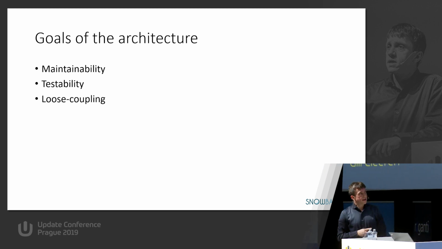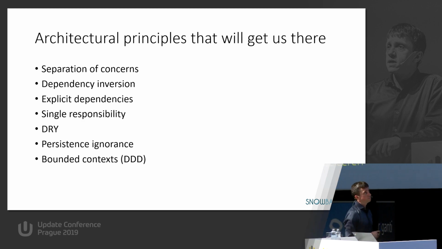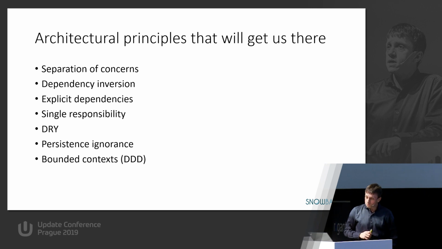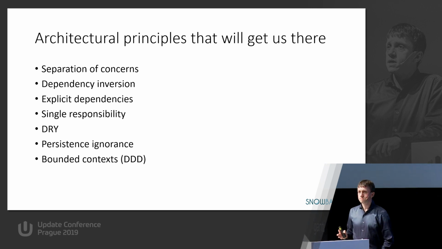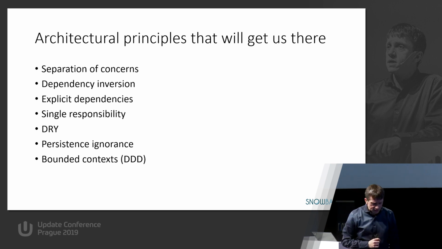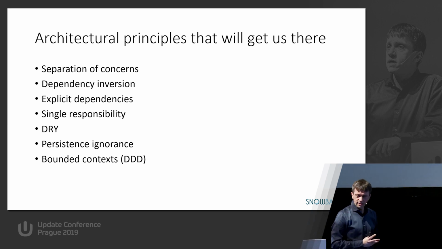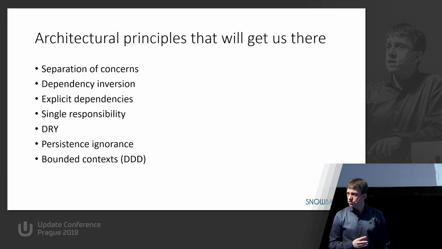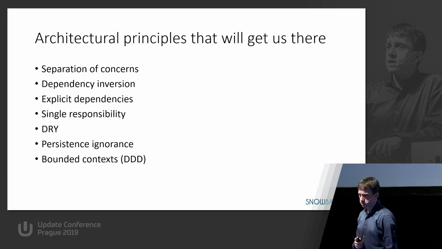So, like I said, a number of principles, a number of architectural patterns make this possible. Like I said, these are not rocket science. I hope that you know all of them. If you know all of them, very good. Then you can rest for 10 minutes or so. If you do not know all of them, please pay attention, because you're going to have to apply them when building clean architecture into your applications. They are separation of concerns, dependency inversion, explicit dependencies, single responsibility, the DRY principle, the bounded context, and persistence ignorance.